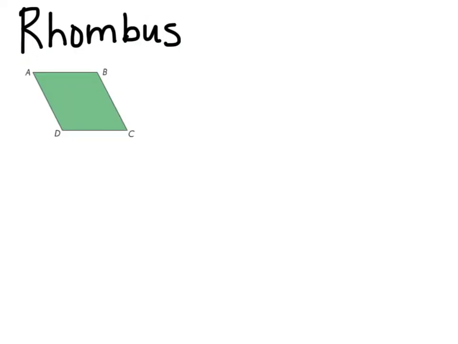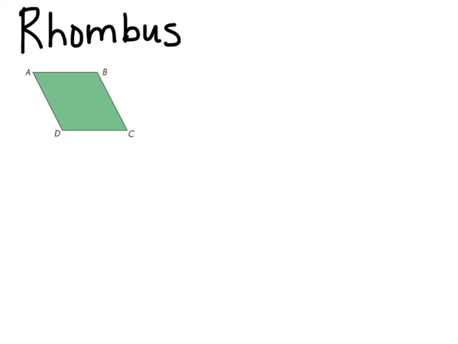A rhombus is a very special kind of parallelogram. Let's take a look at figure ABCD. In this figure, line AB is parallel to line DC, and line AD is parallel to line BC. In addition, the lengths of AB, BC, CD, and DA are all equal. Figure ABCD is called a rhombus.